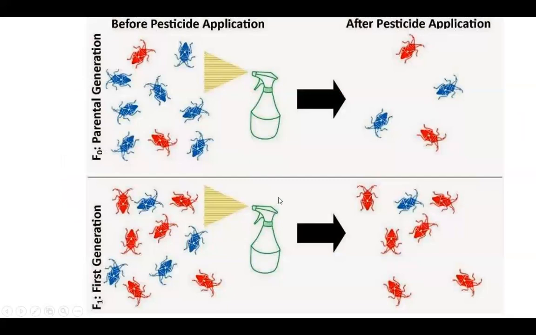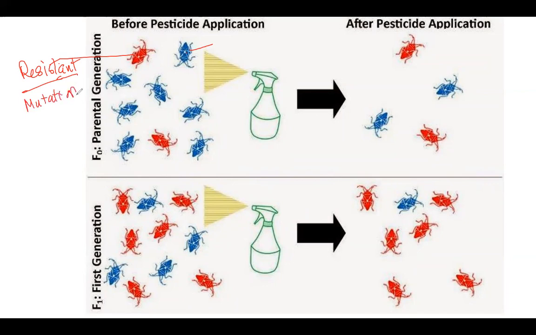Another example of anthropogenic action: we keep using many pesticides. When you spray pesticides, the bugs, insects, which are not resistant to the pesticide, they die. Let's say the red ones are resistant. Red ones are resistant, and they can resist the pesticide. And how does resistance come? By mutation.